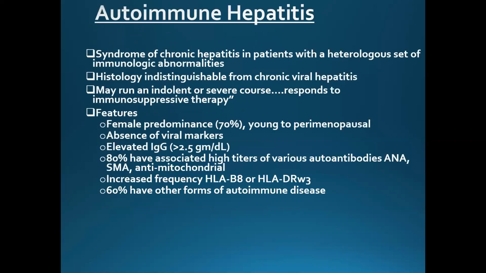Autoimmune hepatitis is a rare condition, so it is a disease of exclusion. You really need to exclude everything. You do all the markers, and all of them are going to be negative. You do IgG, and the patient's IgG will be very high. You do different antibodies, and you're going to find autoantibodies against the nucleus, ANA, smooth muscle antigens, and anti-mitochondrial antibodies.